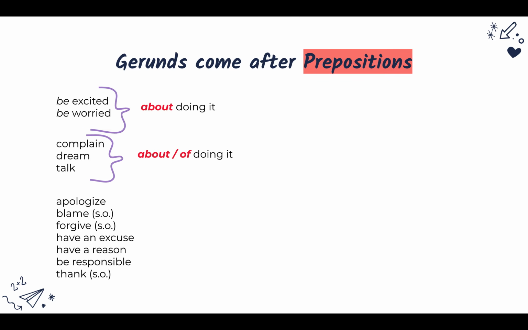What about this last category? Apologize, blame someone, forgive someone, have an excuse. We can use them with the preposition for, right?